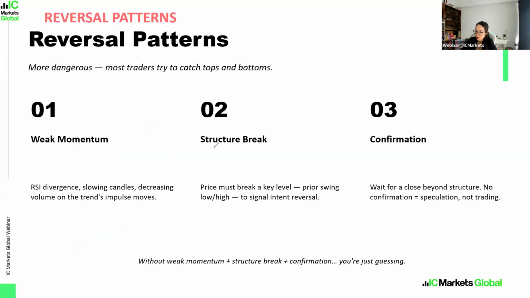And the structure break: price might break the key level, plus swing low and high, to signal intent reversal. So whenever price makes a higher high, higher low, higher high, higher low, and then breaks this low, which could be the support level, it becomes your resistance. So whenever price breaks structure or change of character, you wait for price to pull back and then you sell. Meaning they break this recent low.